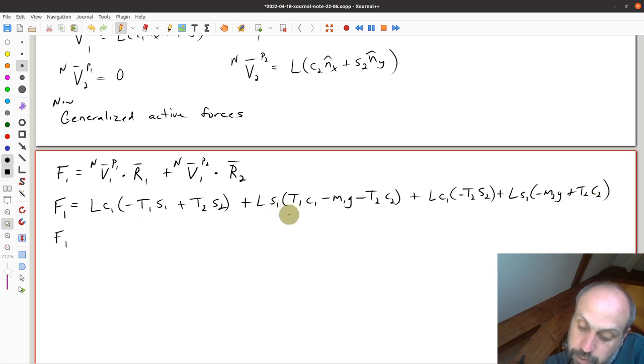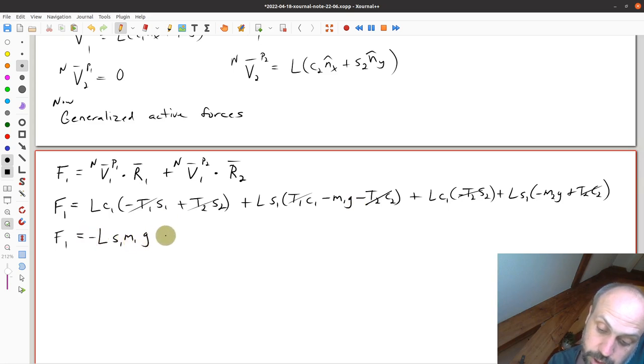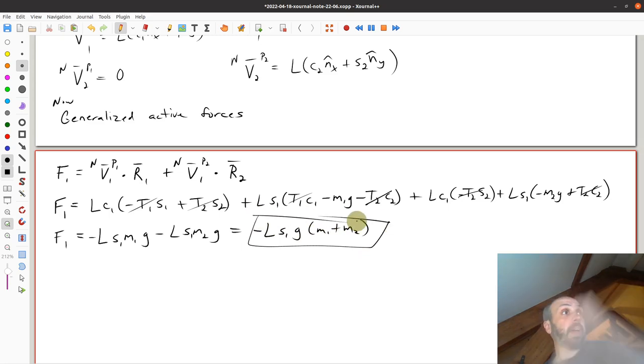And if you look carefully here, a lot of pieces of this cancel. Right, so I have a LC1 T1 S1 negative, LC1 T1 S1 positive. So that's going to go away. And then LC1 T2 S2, LC1 T2 S2 negative. So that goes away. And then LS1 T2 C2, LS1 T2 C2. Positive and a negative, that goes away. So that leaves us with just these terms, LS1 M1G, and minus LS1 M2G, equaling negative LS1G, M1 plus M2. So that's the first generalized active force there.